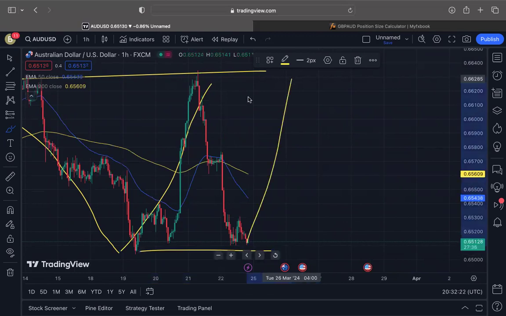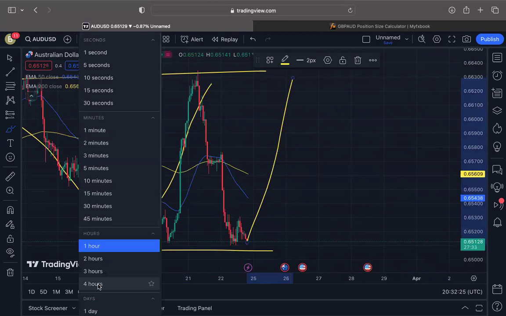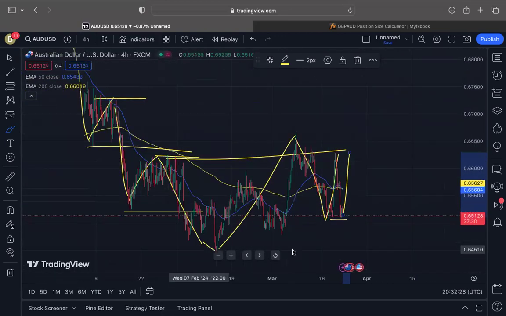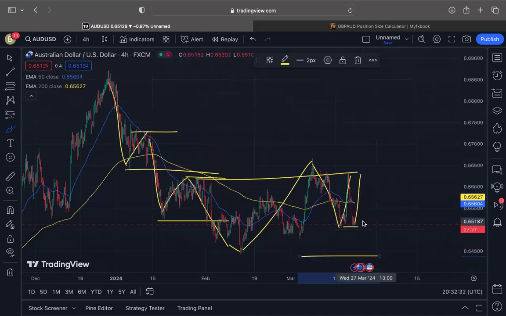For stop loss, put the stop loss right below the previous support level. Don't put it very close. Just try to put the stop loss below the low. Don't put it too tight so that you won't be stopped out prematurely. So yeah, this is my take for the AUD/USD.